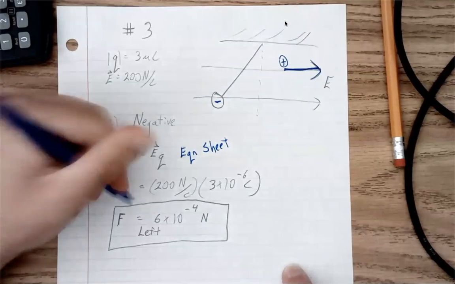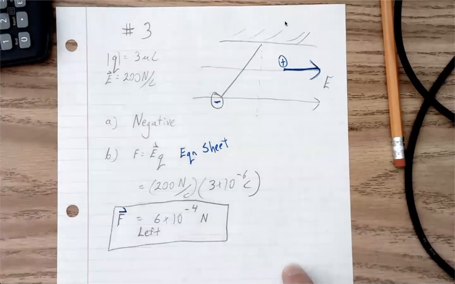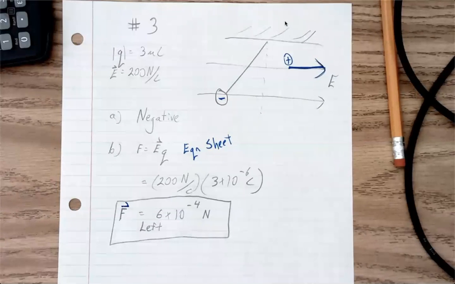So this force, I'm also going to put an arrow on top of it because it's a vector. So this force is a vector. That's why it's this much, 6 times 10 to the negative 4 newtons to the left. So this is what we got here for this number 3.